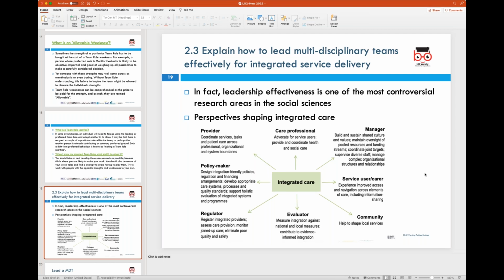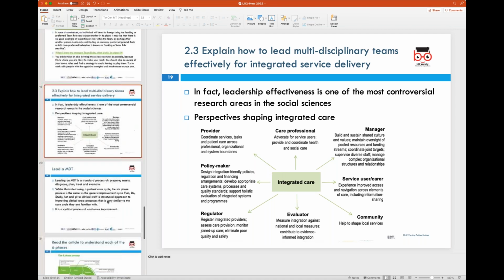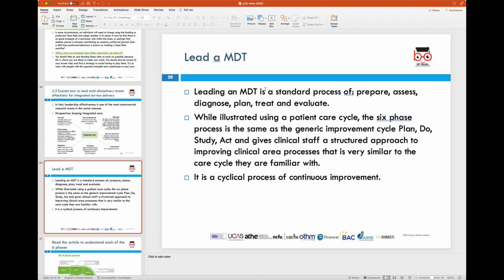Sometimes we call them practice managers within surgeries. We can call them management within the PCCG trust, and they would all be part and parcel of how integrated care is delivered to patients. Now, when we talk about leading an MDT, or a multidisciplinary team, this process is not very different from the PDCA cycle that we've studied in management, which talks about plan, do, study, and act.